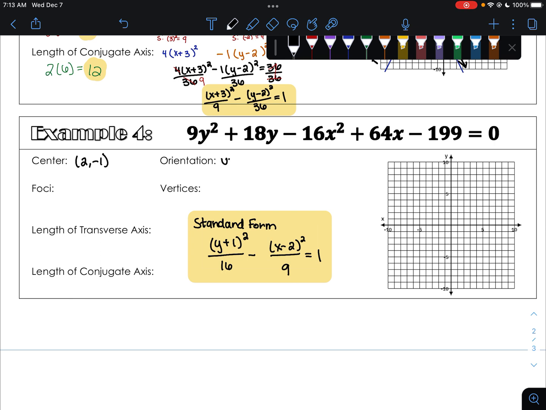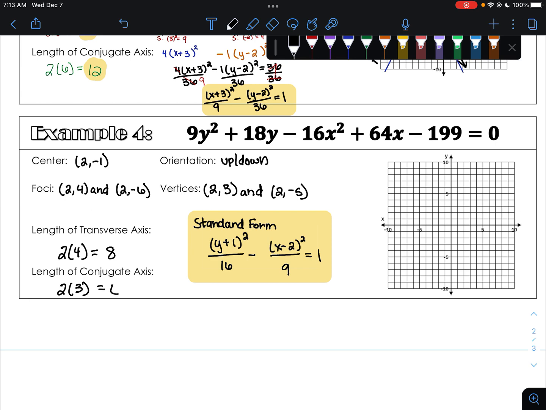Because y is first, it is an up-down hyperbola. Your foci should be at 2, 4, and 2, negative 6. Your vertices should be at 2, 3, and 2, negative 5. The length of your transverse axis would be 2 times 4, which is 8. And then the length of the conjugate axis should be 2 times 3, which is 6.